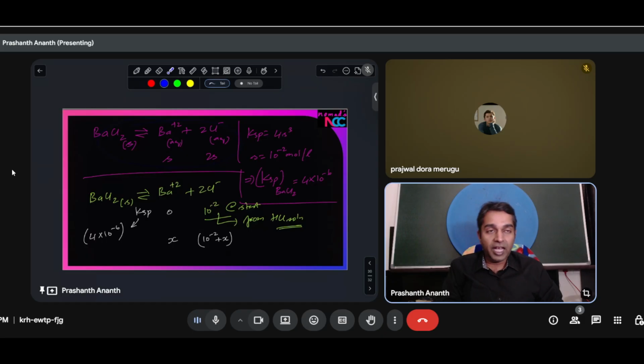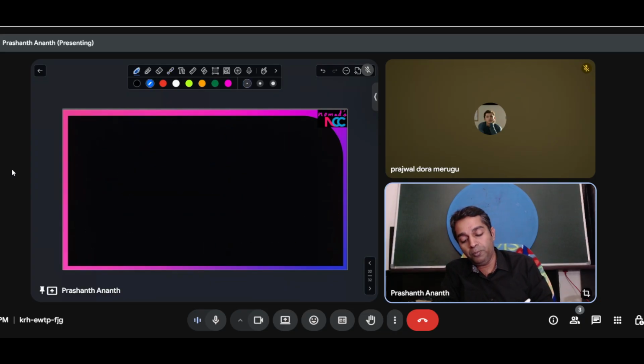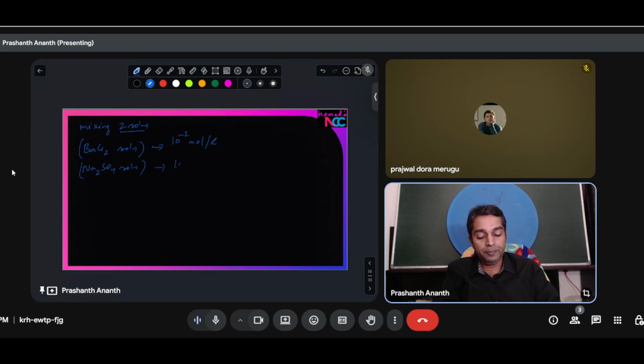Now, the same gimmick can be played in many different ways. They can give you a question where they are mixing two different solutions. Say for instance, let's say I'm going to be having a barium chloride solution. Let's assume it is highly soluble. Actually, barium chloride is highly soluble. In the previous question, for the sake of a question, I gave you that. So let's say barium chloride solution is taken. Say concentration is say 10 power minus 2 moles per liter. And let's say sodium sulfate solution is taken. Let's say this is going to be say 10 power minus 3 moles per liter.